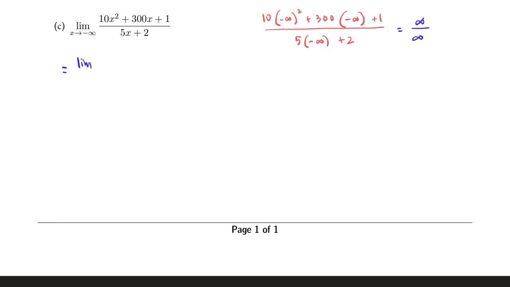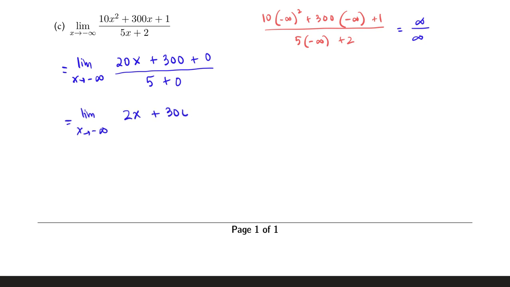This is the limit as x goes to negative infinity of, in the numerator, the derivative of 10x squared, which is 20x, plus the derivative of 300x, which is 300, plus the derivative of 1, which is 0. And in the denominator, the derivative of 5x is 5 and the derivative of 2 is 0. This is now the limit as x goes to negative infinity of 2x plus 300 over 5.